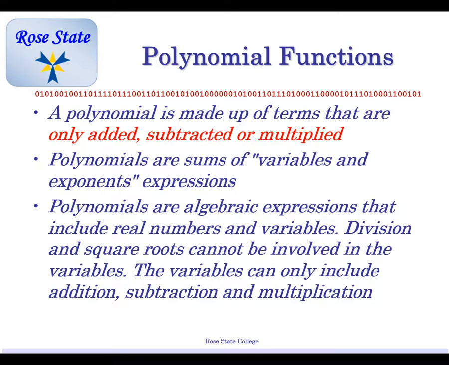Okay, it says a polynomial is made from terms that are only added, subtracted, and multiplied. So a P problem is a very basic problem. It's easy. Polynomials are sums of variables in their expressions. They're algebraic expressions. They include real numbers or variables. Division and square roots cannot be involved for it to be a polynomial or a P problem. Variables can only include addition, subtraction, and multiplication. Nothing else. So a P problem is a very basic problem.